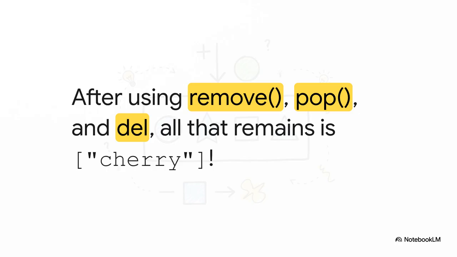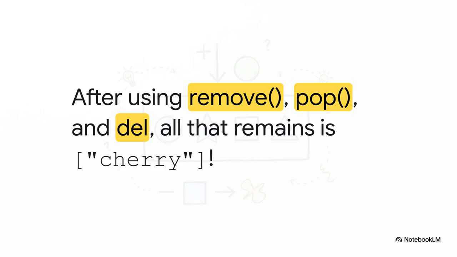So how in the world did we end up with just cherry? Well, here's what happened. First, we ran remove banana. Now here's the catch with remove. It only finds and deletes the first one it sees. So our first banana is gone, but the second one is still there at the end.